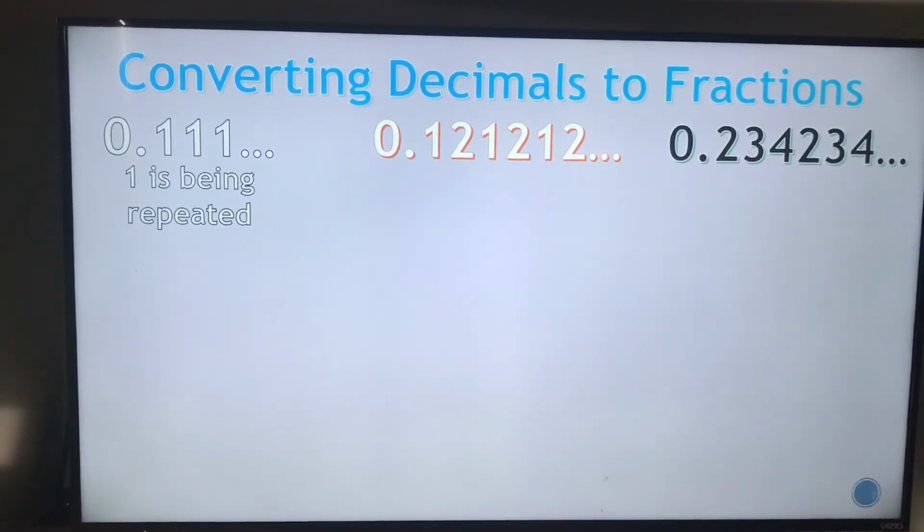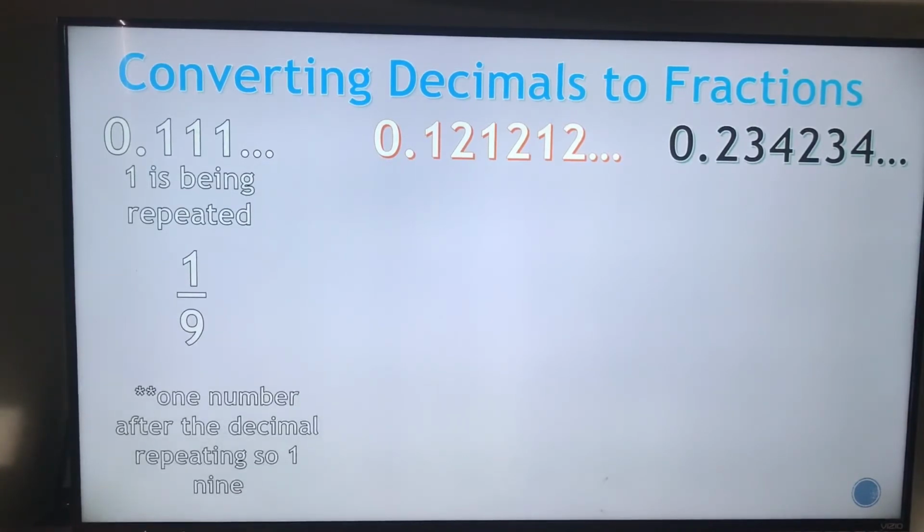Now, we don't necessarily put it over 10, because 1 over 10 is 1/10. It would end. It would terminate. Since this goes on forever and it's only 1 number being repeated, we're going to write it over 9. So one number after the decimal repeating, 1 9 on the bottom. You're right, there's a pattern to this.